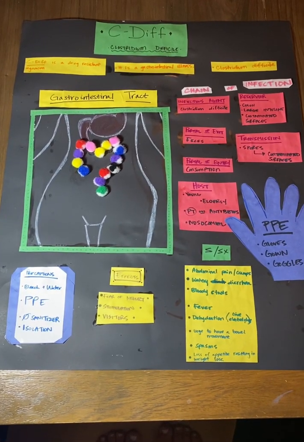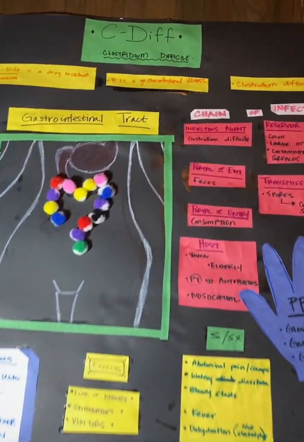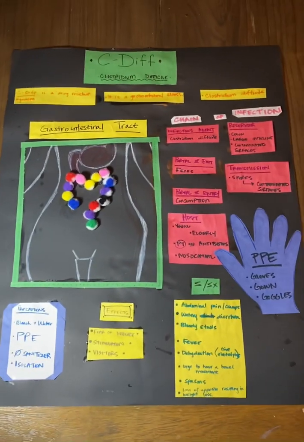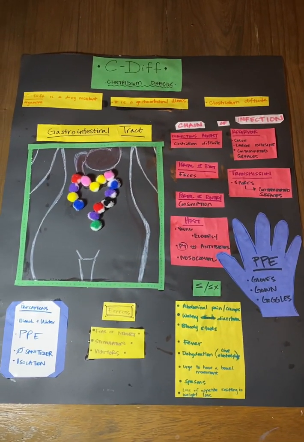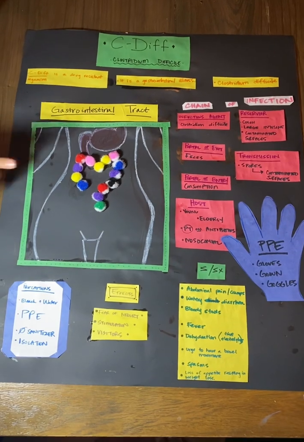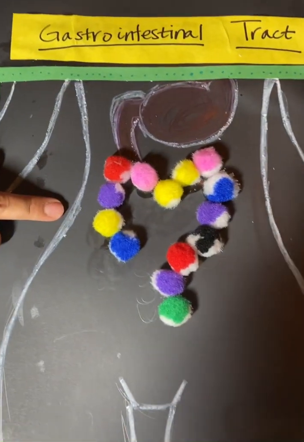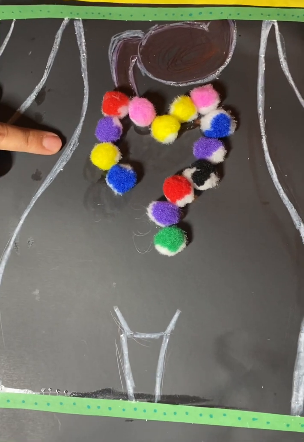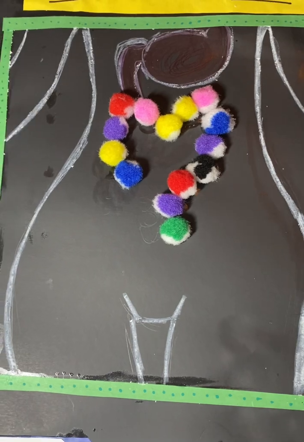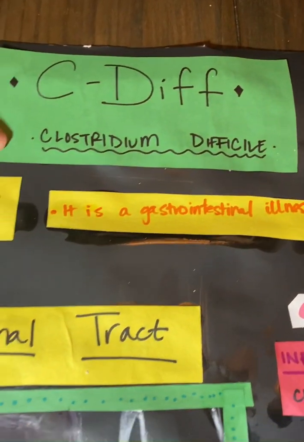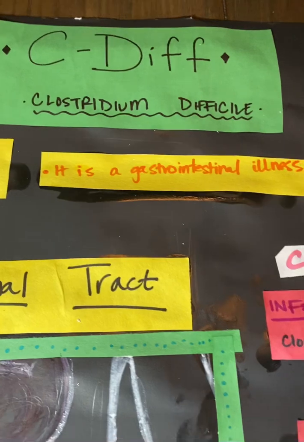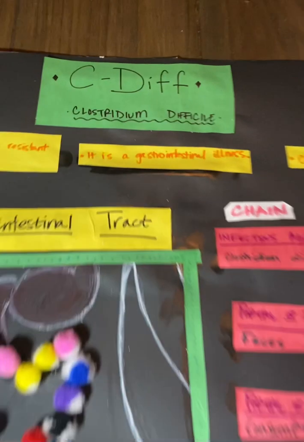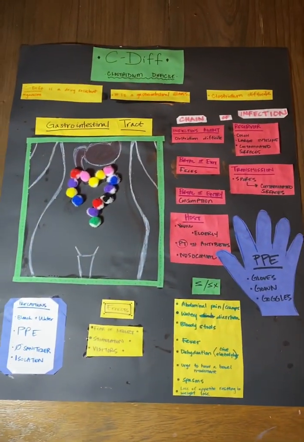So today we'll be discussing C-DIFF, which is actually an infectious illness. It's a gastrointestinal infectious illness. It is called pseudomembranous colitis because it is an inflammation of the gastrointestinal tract due to specific bacteria called C-DIFF for short, but it's actually called Clostridium difficile. So that's why it's called C-DIFF. It's just short for Clostridium difficile. And it affects your gastrointestinal tract.